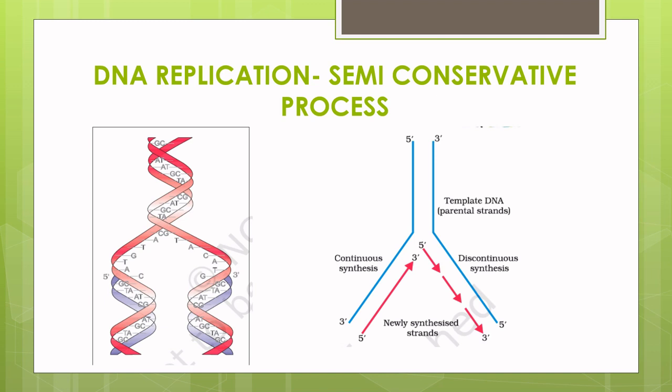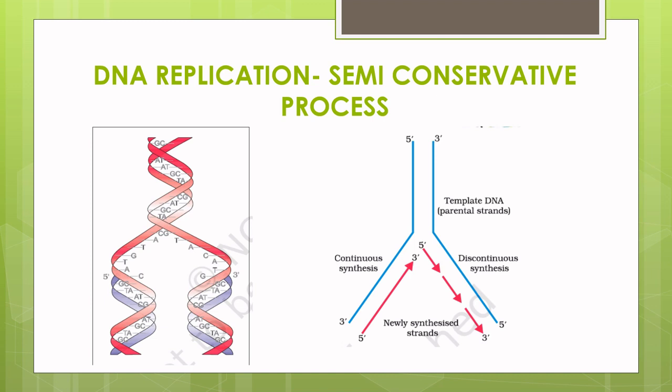Watson and Crick proposed a scheme for replication of DNA. The scheme suggests that the two strands would separate and act as a template for the synthesis of new complementary strands. After the completion of replication, each DNA molecule would have one parental strand and the other strand newly synthesized. This was termed the semi-conservative process of DNA replication.